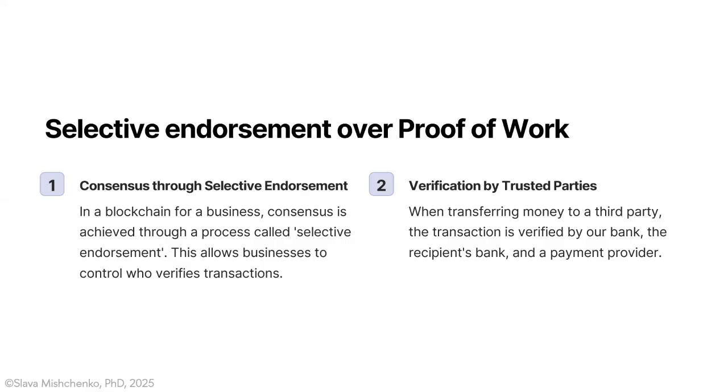And for example, in my consulting experience, I've seen how businesses can achieve much higher efficiency by allowing specific and trusted parties to verify transactions rather than requiring network-wide consensus. And here's what makes this so powerful, because businesses can control exactly who verifies their transactions. And this not only makes the process more efficient, but also aligns with existing business relationships and regulatory requirements.